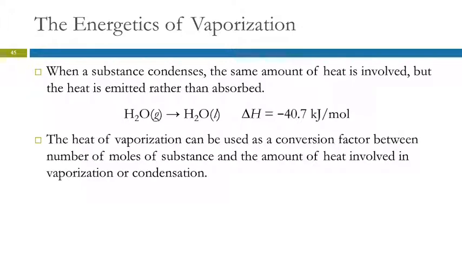So if vaporization is endothermic, then the opposite process, condensation, has to be exothermic, right? Because you can't have energy being created or destroyed just by vaporizing and condensing something over and over again. It'd be great, but it doesn't work that way. So if it took 40.7 kilojoules per mole to vaporize the water, when the water condenses, it releases 40.7 kilojoules for every mole of water. And so this heat of vaporization can be used as a conversion factor between kilojoules of energy and moles of water in this case.